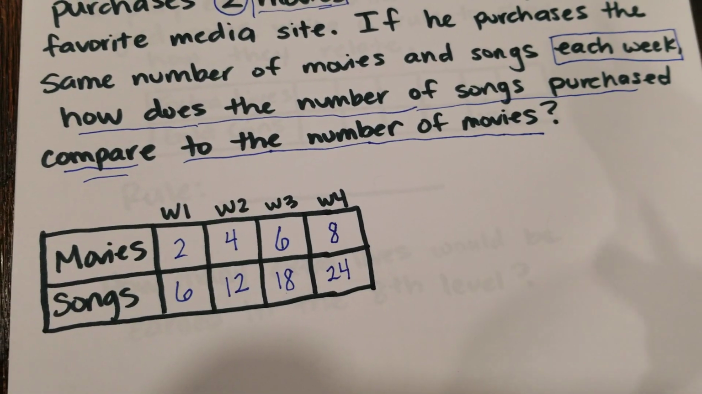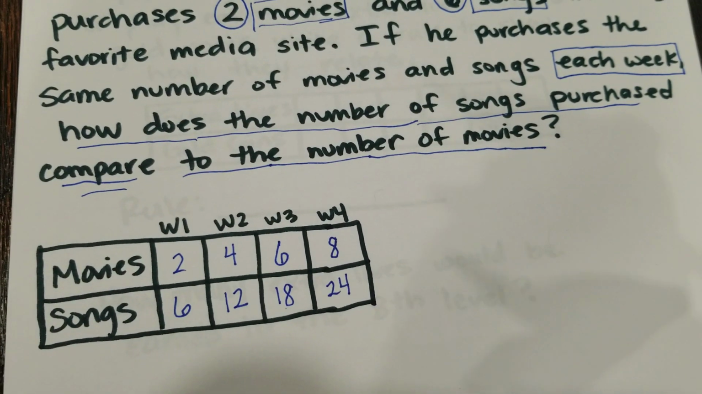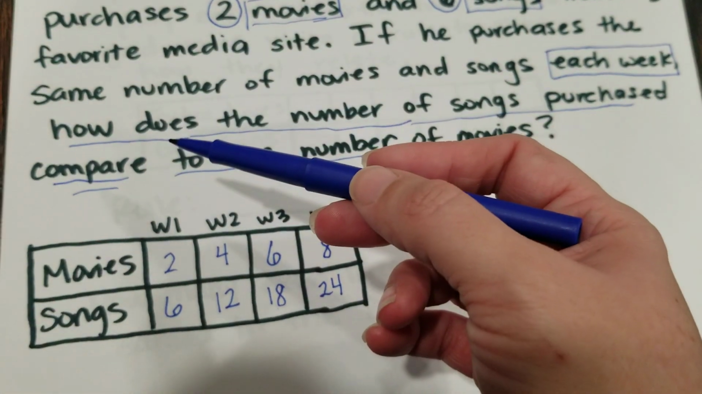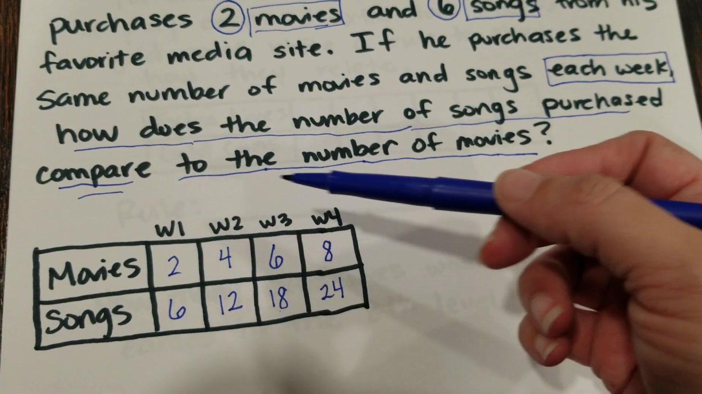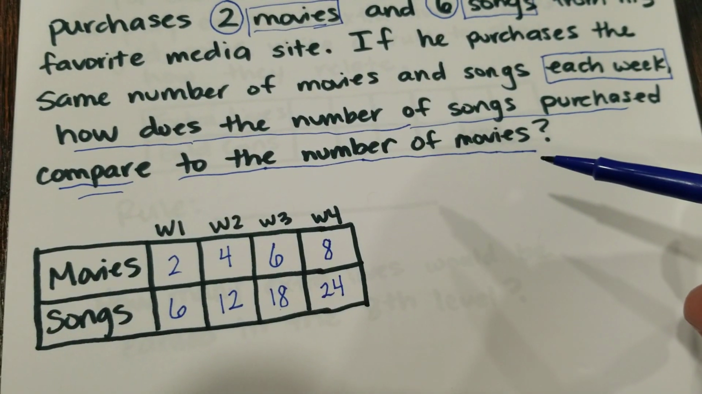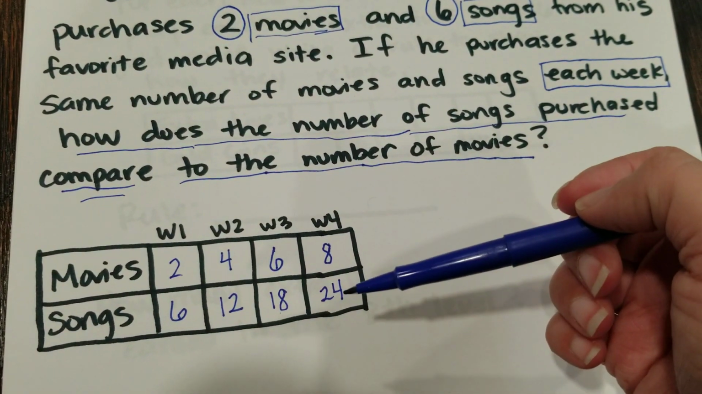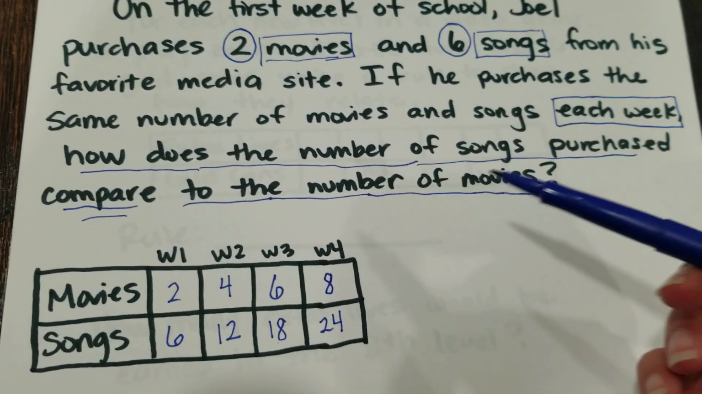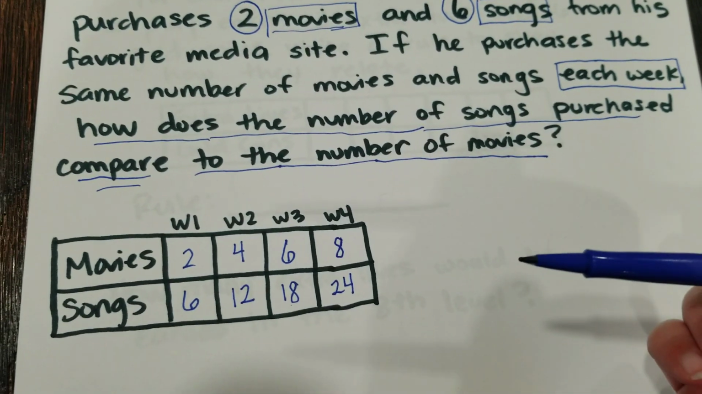Okay, so our table is filled. We are not done though. We did not answer our question. We just have more numbers and more data to compare because our question says, how does the number of songs purchased compare to the number of movies? All right. So that means we actually need to compare. Well, we can compare movies to songs, songs to movies. They're going to compare to each other.